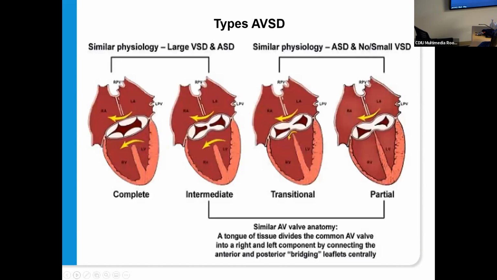And this is a picture that shows you the two types, even though sometimes you might find there's an intermediate or a transitional one, but we are mainly focusing on the partial and the complete one.